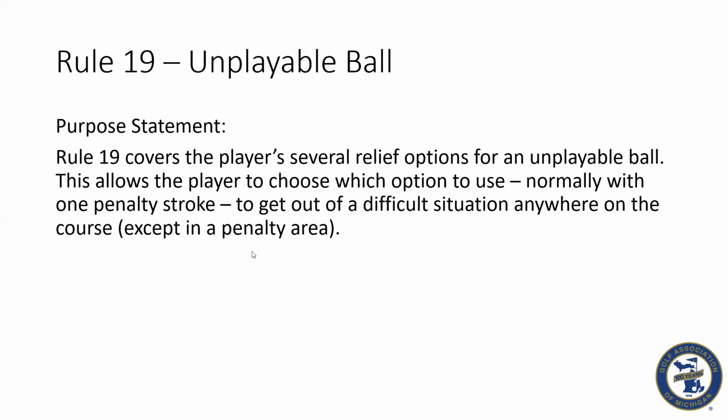All right, unplayable here. Rule 19 covers the player's several relief options for an unplayable ball. This allows the player to choose which option to use, normally with 1 penalty stroke. We'll talk about a new option with 2 to get out of a difficult situation anywhere on the course except in the penalty area. So again, in the penalty area, we're not allowed to take an unplayable. We can take an unplayable anywhere else on the course except the penalty area.